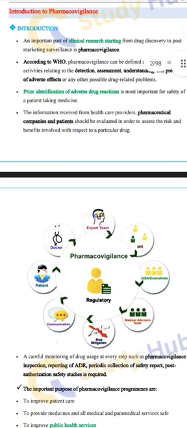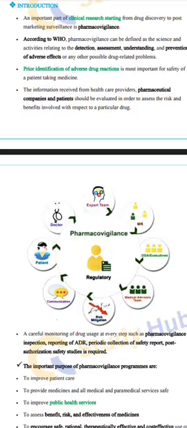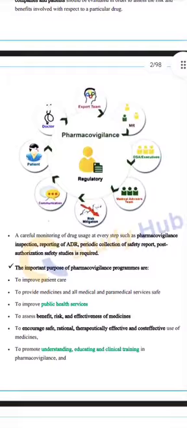Here, this diagram shows the regulatory parties involved in pharmacovigilance. Here comes the expert team: MR, medical reviewers, DSA (drug safety associates or executives), medical advisory team, risk mitigation, communication, and patient and doctor. They are all involved in pharmacovigilance regulation. Careful monitoring of drug usage at every step is required, such as pharmacovigilance inspection, reporting of ADRs, periodic collection of safety reports, and post-authorization safety studies.